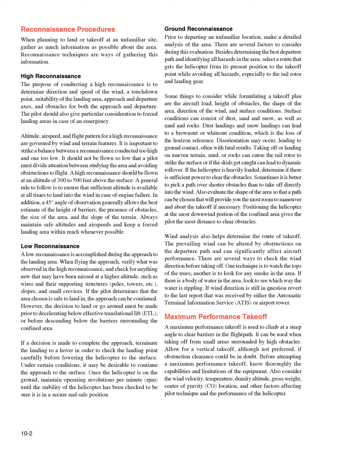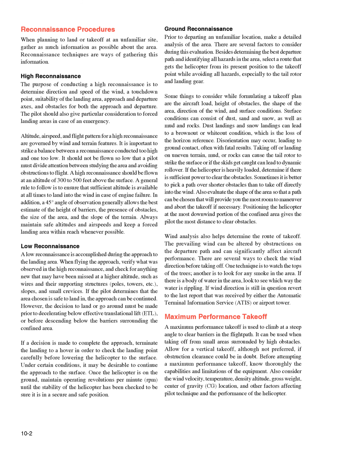Low reconnaissance. A low reconnaissance is accomplished during the approach to the landing area. When flying the approach, verify what was observed in the high reconnaissance, and check for anything new that may have been missed at a higher altitude, such as wires and their supporting structures, poles, towers, etc., slopes, and small crevices. If the pilot determines that the area chosen is safe to land in, the approach can be continued. However, the decision to land or go around must be made prior to decelerating below effective translational lift, ETL, or before descending below the barriers surrounding the confined area.